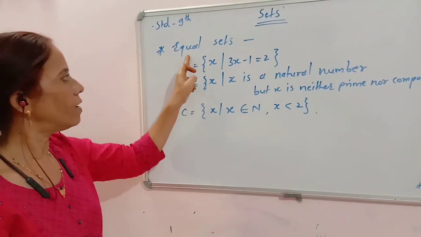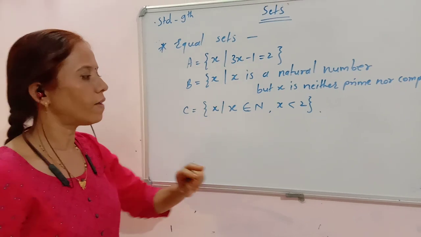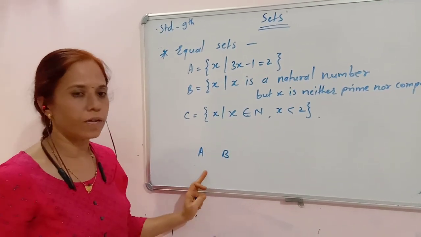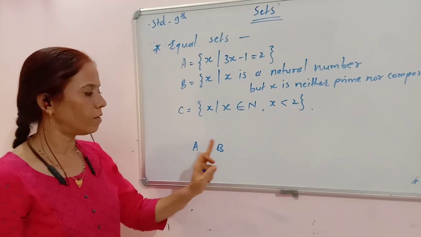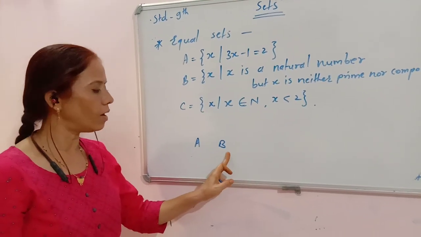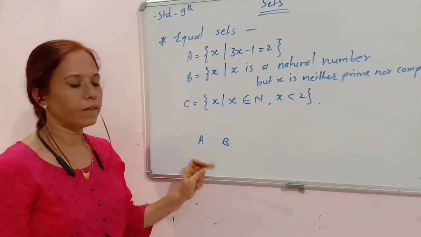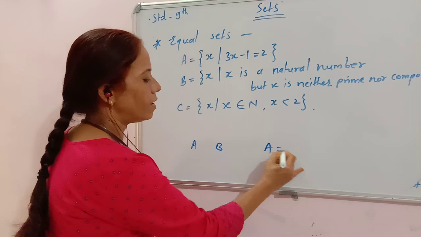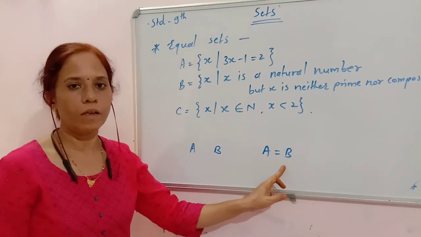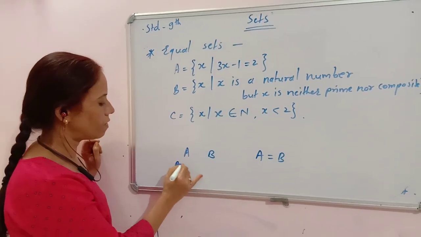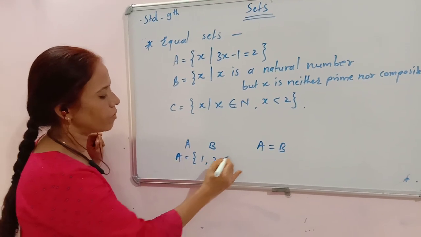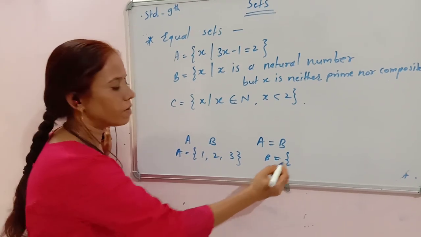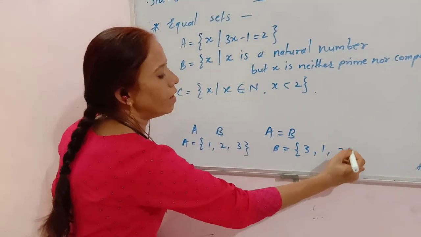Equal sets means what? Suppose A and B are two sets such that every element of A is present in B and every element of B is present in A, then these two sets are known as equal sets. Symbolically we write it like this: A equals B. For example, A is a set which contains the elements 1, 2, 3, and B is a set which contains the elements 3, 1 and 2.